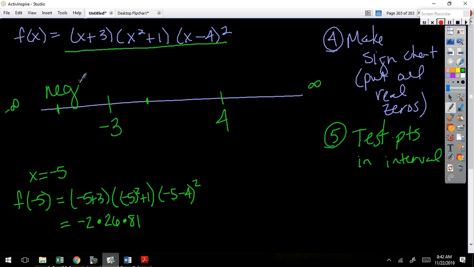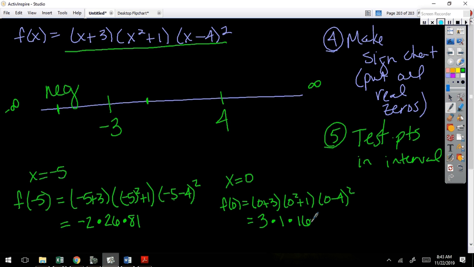All right. Pick a test point in the middle. Now, y'all said -1. I'd probably pick 0 here. 0 is easier for me to work with. But it doesn't matter. Y'all want to do zero? Okay. F of zero. So I've got 0 + 3, 0² + 1, and 0 - 4, squared. So I've got a positive times a positive. What's -4 squared? So it's a positive. So what's happening between -3 and 4? Is it positive or negative? Positive.